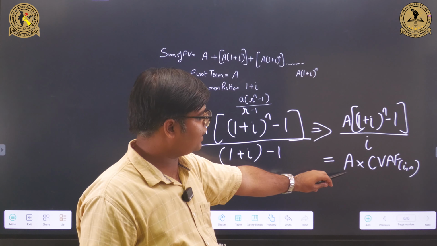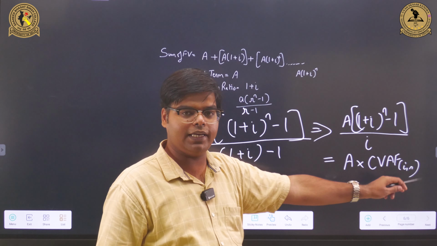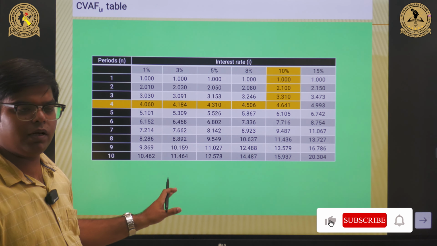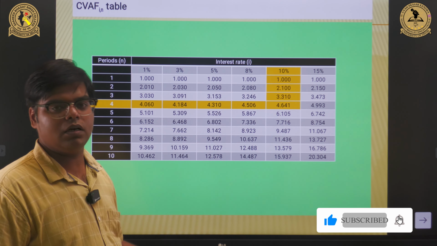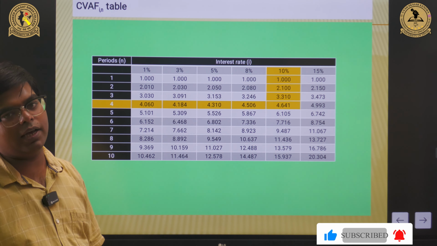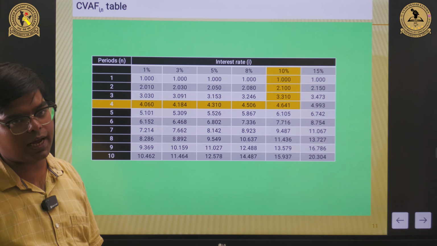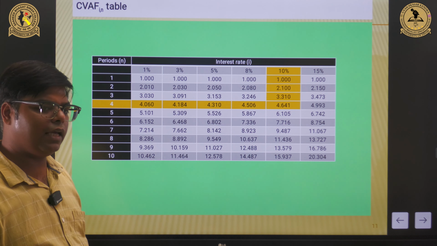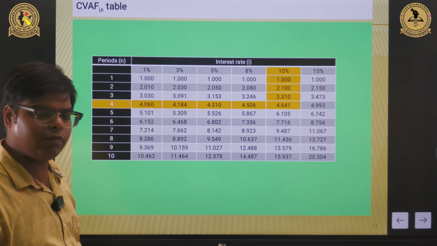The shortcut formula is annuity multiplied by CVAF(i, n). Now this is my CVAF table. Again, the table represents the same thing. Higher the interest rate, higher will be the future value at a given time period. Longer the time period, higher will be the future value at a given interest rate.